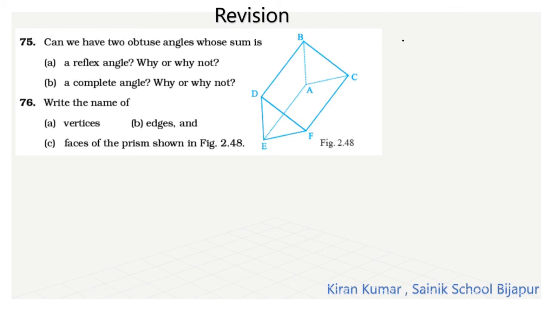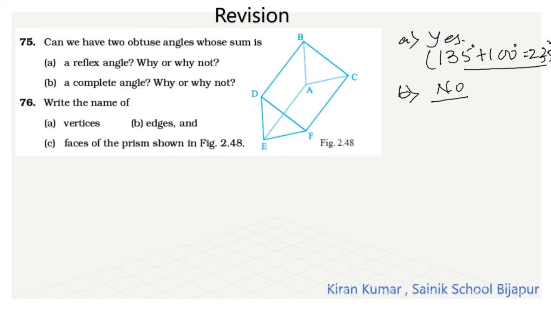Question number 75 is similar to the previous question. We need to identify two obtuse angles whose sum is a reflex angle. Here we may consider 135 added to 100 degrees. Both obtuse angles, their sum is a reflex angle. Means the sum should be less than a complete angle. For the second, it is not possible to have because the angle should range from 180 till 360.